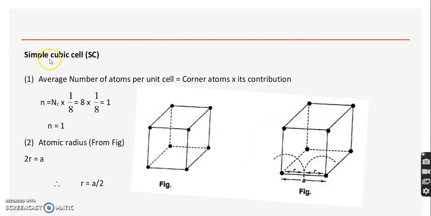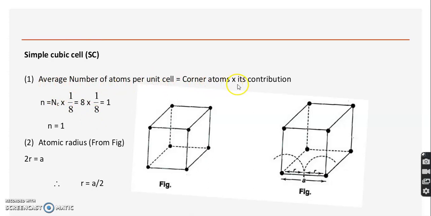Now we will go one by one for each of the cubic cells. What are its basic parameters? The four basic parameters we'll be talking about are: the average number of atoms per unit cell, small n; the atomic radius, R; then the coordination number; and also the APF. So first we go to the average number of atoms per unit cell.